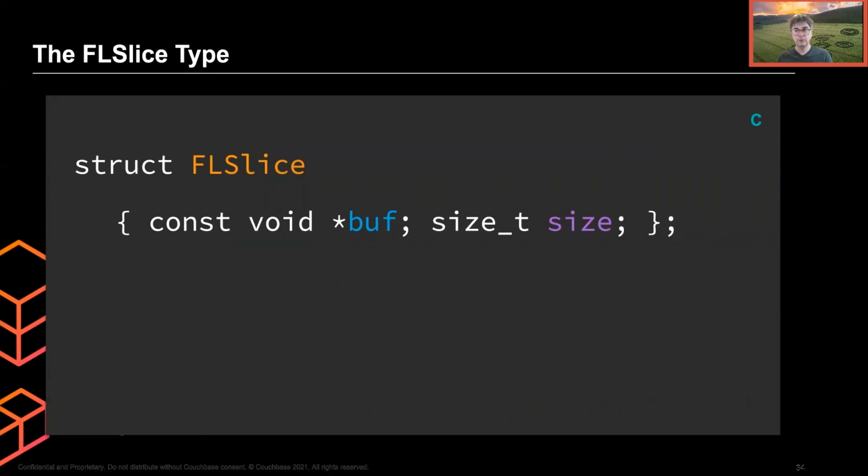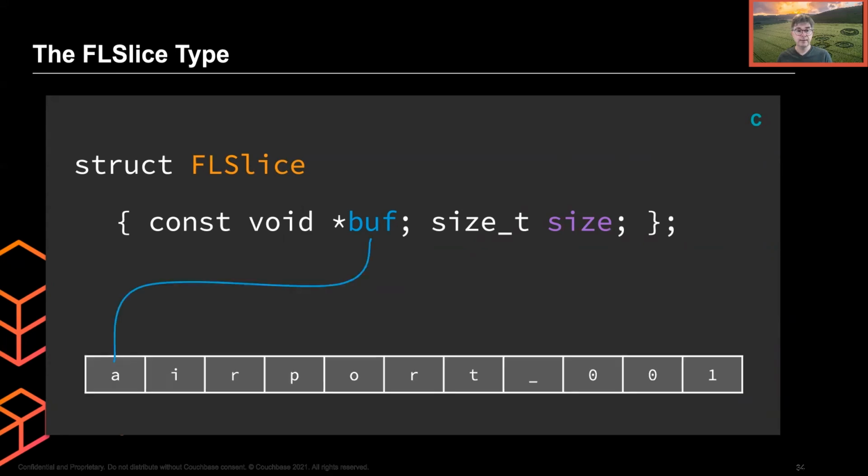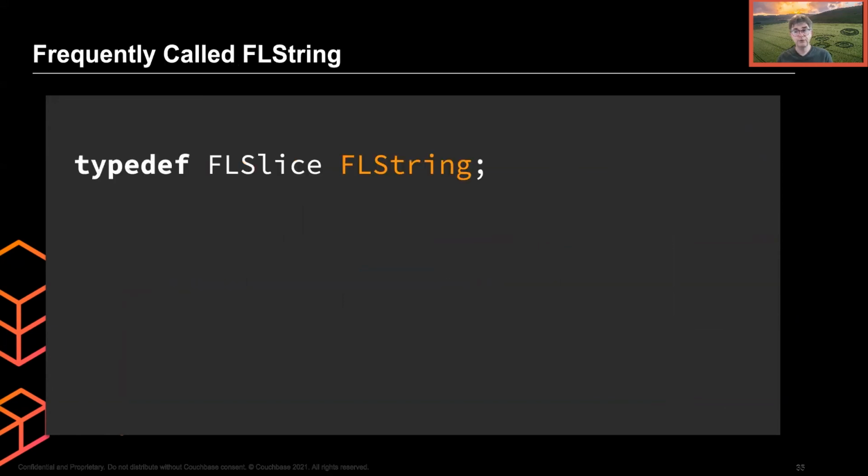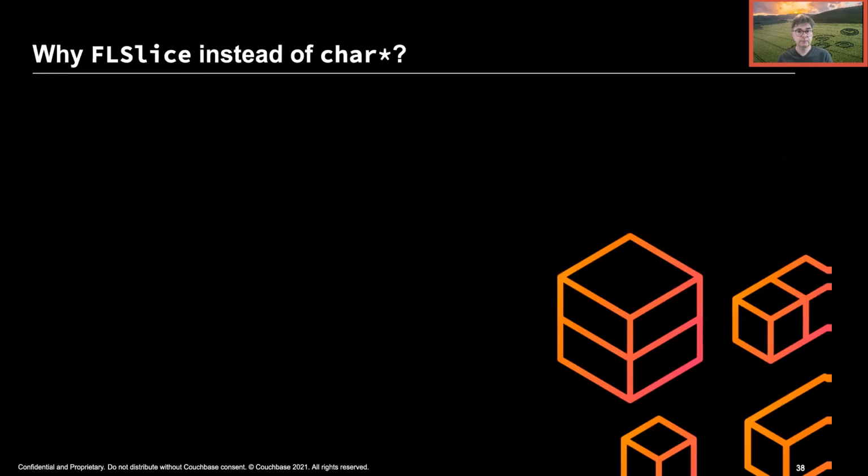The type is really simple. We call it flSlice. It's just a pointer to the beginning of the data and a size field that tells how long the string is. And this type is used in a lot of languages like Go and Rust and so on. Slices are a very, very useful data structure. So there's a typedef for this called flstring, which we'll use generally when the slice is meant to contain UTF-8 text instead of just arbitrary binary data.